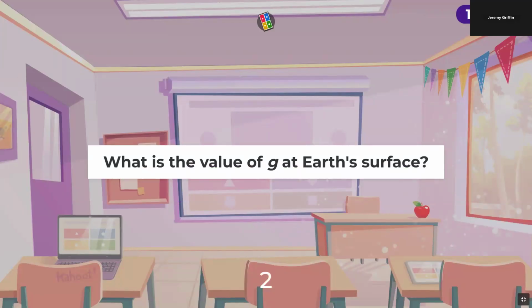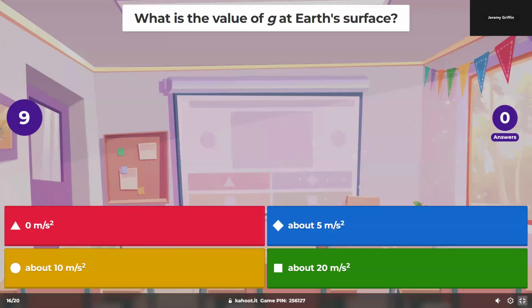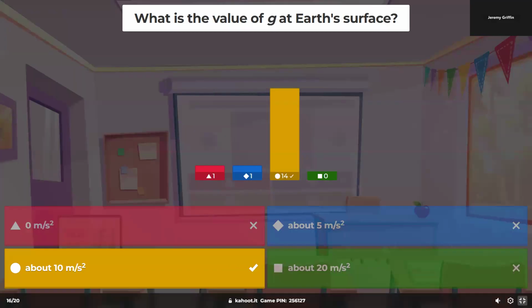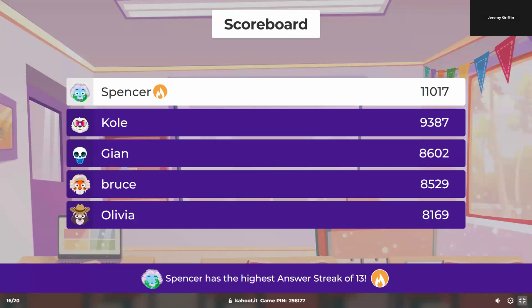What is the value of g at Earth's surface? About 10 meters per second squared, or 9.8 meters per second squared. Trivia question: does anybody know what that is in feet per second squared? It's about 32 feet per second squared, but we're never really going to use that. So 10 meters per second squared. All metric.